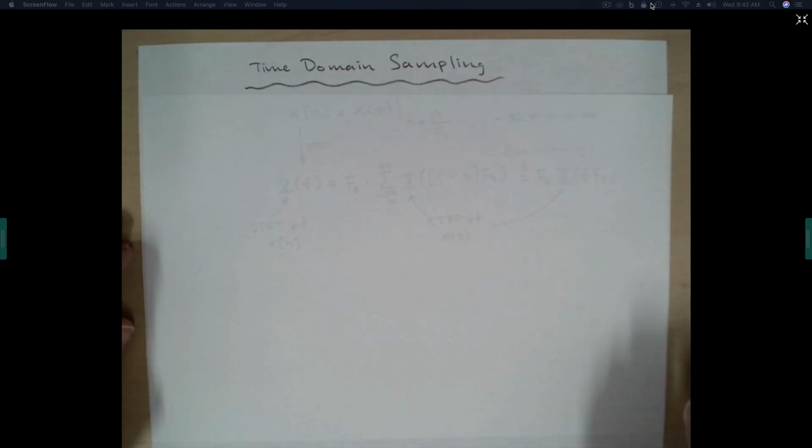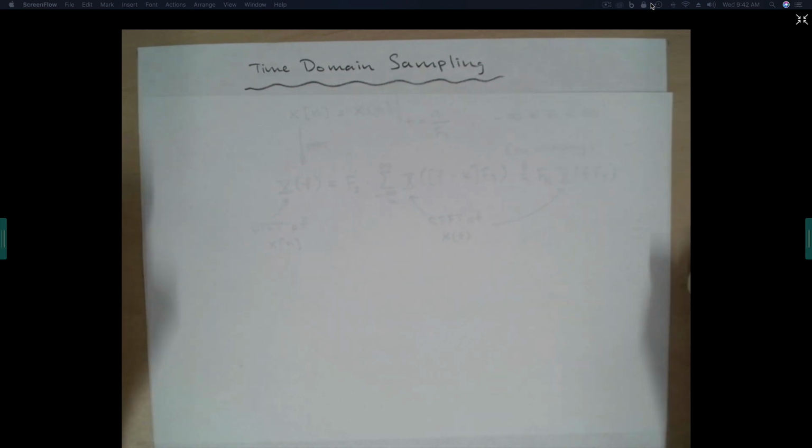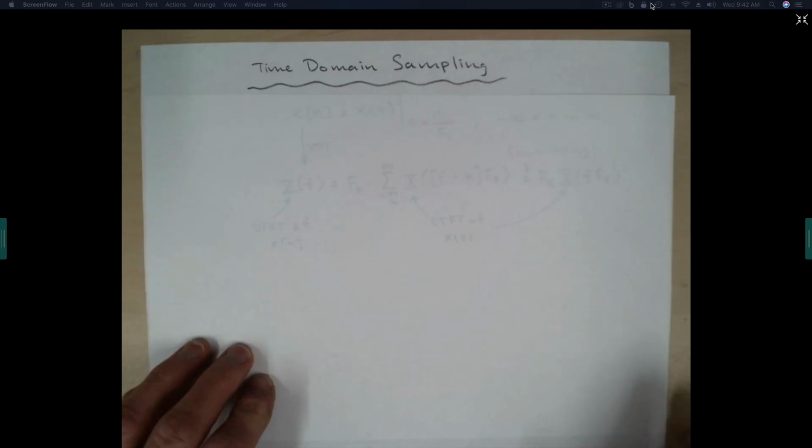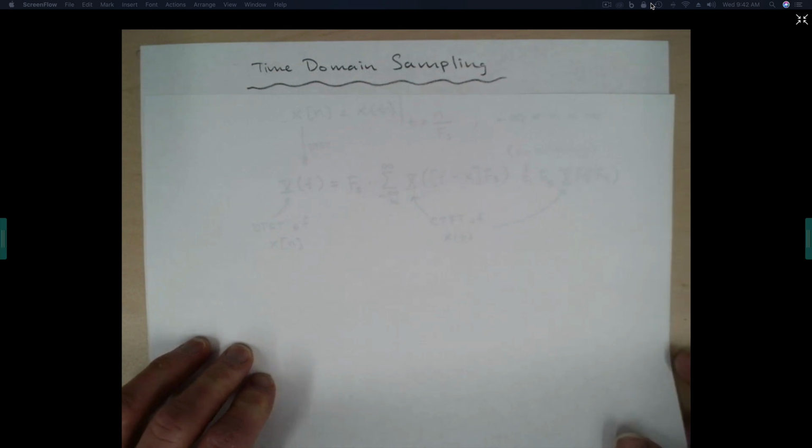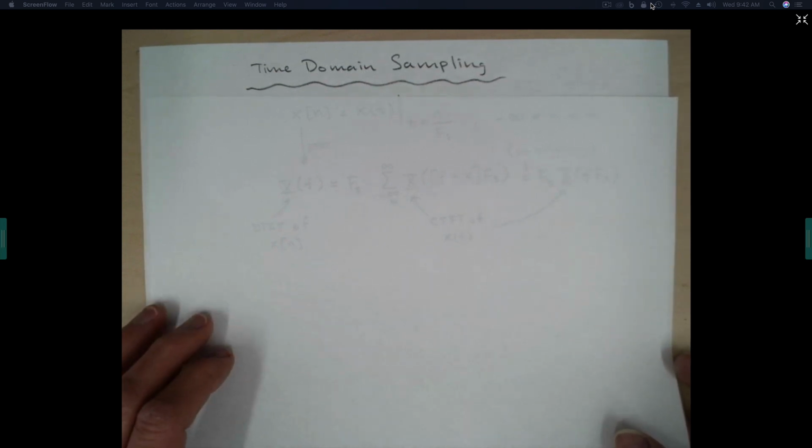I'd like to make a few more comments about frequency domain sampling and the DFT, and I want to go back to time domain sampling, which is something that we've studied and understand pretty well, just to make an analogy between the time and frequency domains.